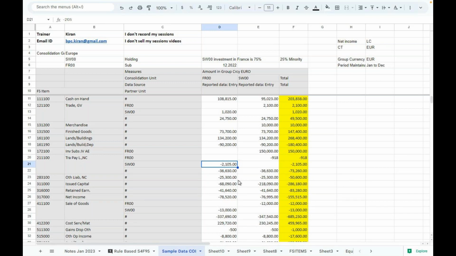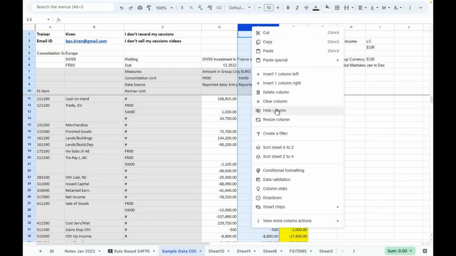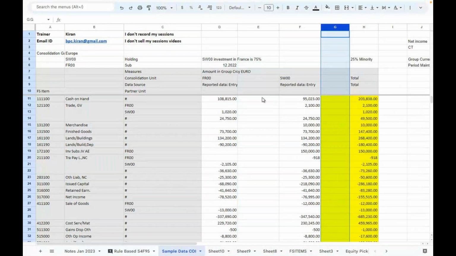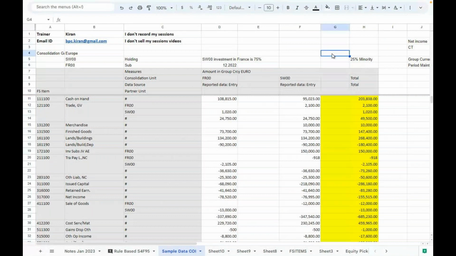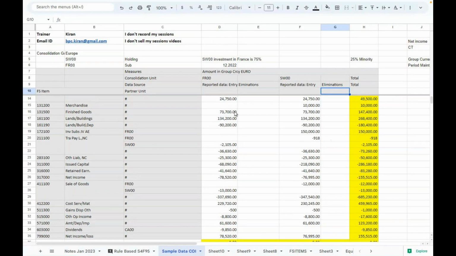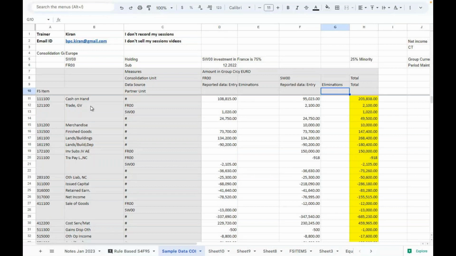So what we have to do, let's insert one column here. So we inserted a column here. Now here I'm performing the eliminations. Eliminations I want to track with a separate column, right? So here also eliminations. When you are eliminating, the first thing you have to do is identify account receivables, right? So this is the transaction I want to eliminate.